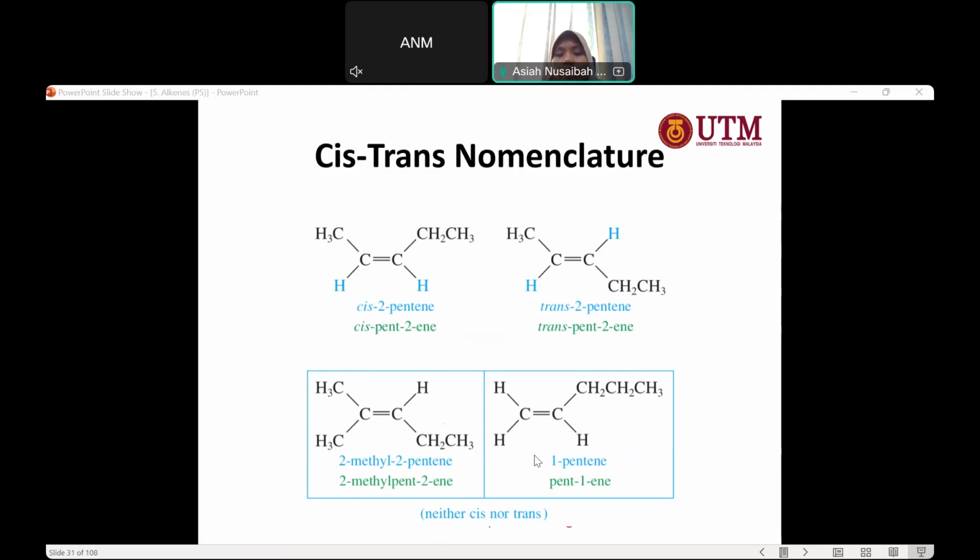See another shape, another structure on the right bottom. Here we have C double bond C. The first C has only hydrogen. The second C has one propyl group and one hydrogen. So they are neither cis nor trans because the structure is now different. So we know this is cis, this is trans, these are not cis or trans.